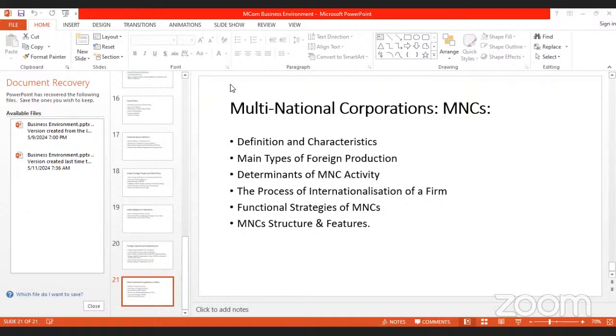So with this, the topic is complete and we are done with all the topics of our syllabus for business environment. So I'm really happy that on time we have finished off all the topics, all the units are covered.